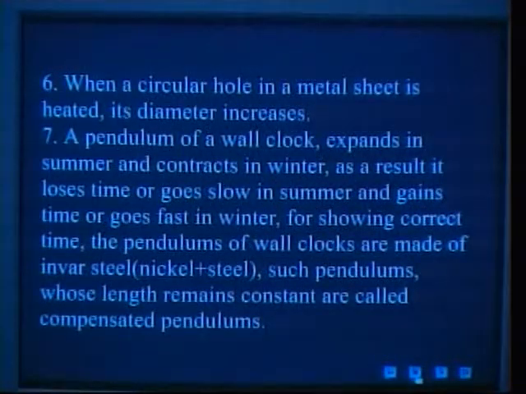A pendulum of a wall clock expands in summer and contracts in winter. As a result, it loses time or goes slow in summer and gains time or goes fast in winter. For showing correct time, the pendulums of wall clocks are made of invar steel, which is a mixture of nickel and steel. Such pendulums whose length remains constant are called compensated pendulums.